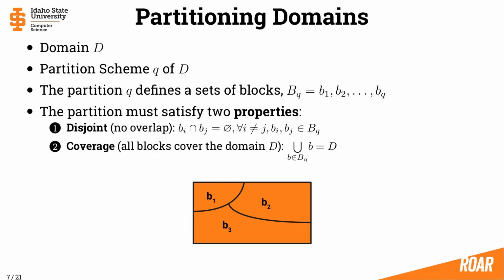We also have to meet the condition of coverage, right? The total of all the blocks must cover the domain D. That can be written as the union across the subsets of B sub Q: the union over all B in B sub Q must be equal to the set D, if that makes sense. I hope it does.